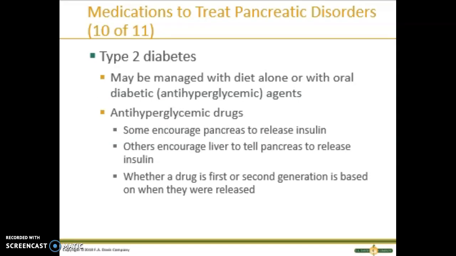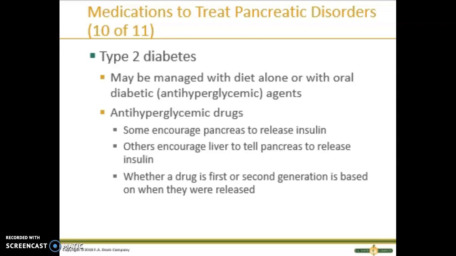Now we're going to look at medications that treat type 2 diabetes. We talked about this in several of the slides previously, that type 2 diabetes can be managed with diet and exercise. But if that doesn't work, then we need to use an oral diabetic medication.